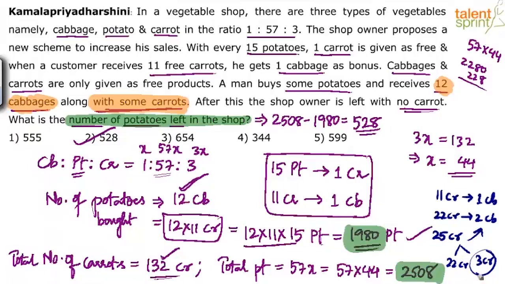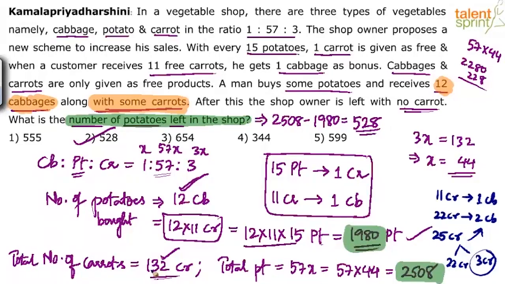Why did he get these 3 carrots extra? Because he bought 45 more potatoes. See, each potato will give him 1 carrot. So if he has bought 45 more potatoes, he will get 3 carrots free. So if you expand this after 132 also, it is possible. See, 132 is a multiple of 11.